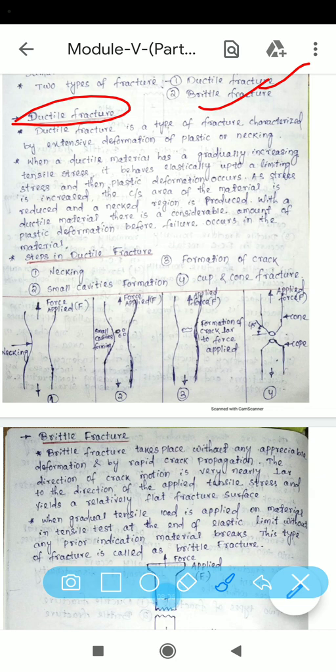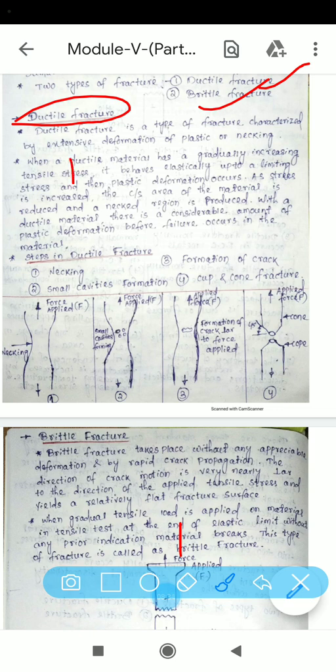When a ductile material has a gradual increased tensile stress, it behaves elastically up to a limiting stress and then plastic deformation occurs. As stress is increased, the cross-sectional area of the material is reduced and a necked region is produced. With a ductile material, there is a considerable amount of plastic deformation before failure occurs in the material.